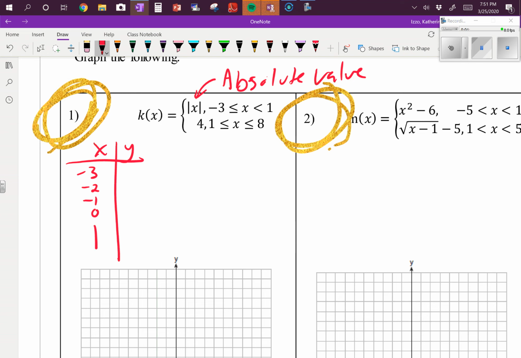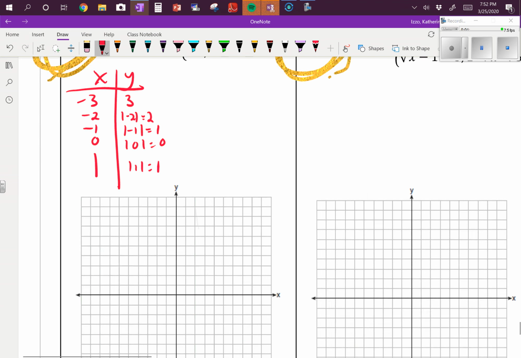Now we're going to do the absolute value of whatever x is for this one. The absolute value of negative 3 is 3. The absolute value of negative 2 is 2. Absolute value of negative 1 is 1. Absolute value of 0 is 0. And absolute value of 1 is 1. So when we go to graph this, we've got negative 3, 3, and then 2, 1, 0, 1.